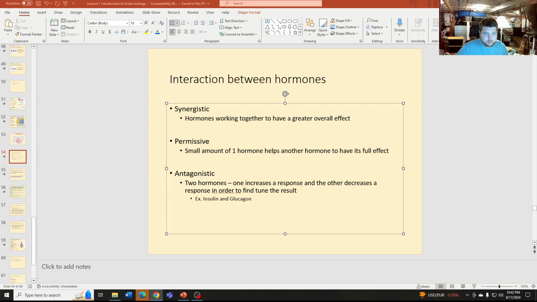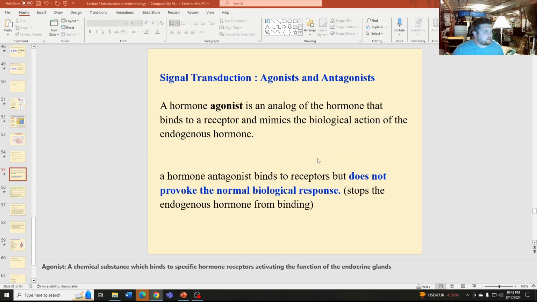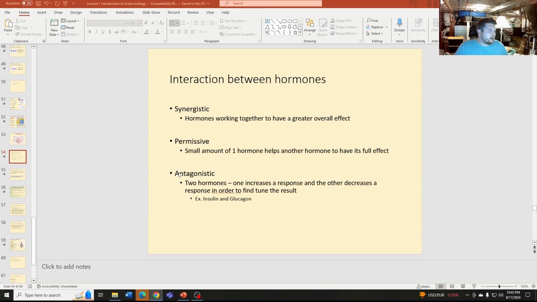I'm trying to remember the name. Yeah, vitamin D, calcitriol is an example of that. Antagonists work against each other, so one increases the response, the other decreases the response to maintain that homeostasis. Insulin and glucagon.